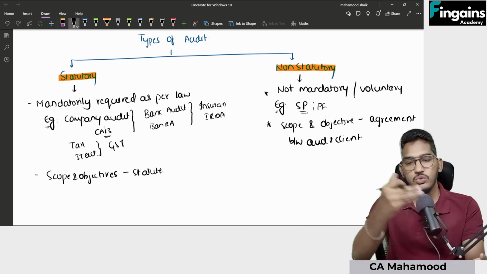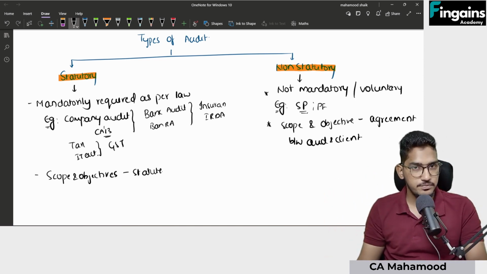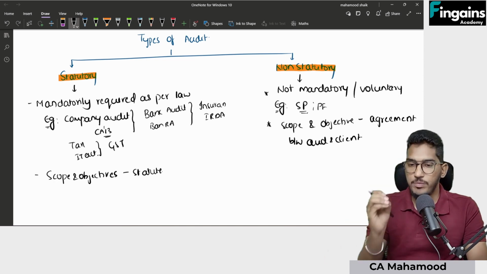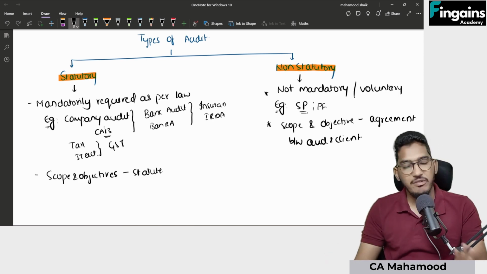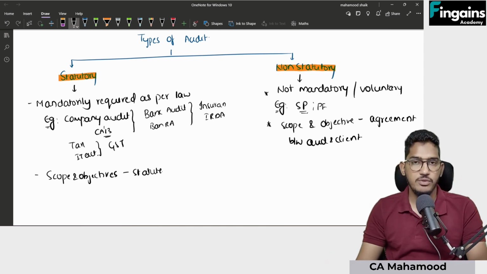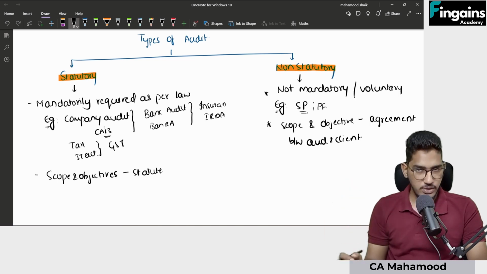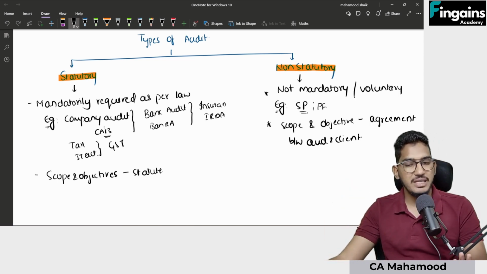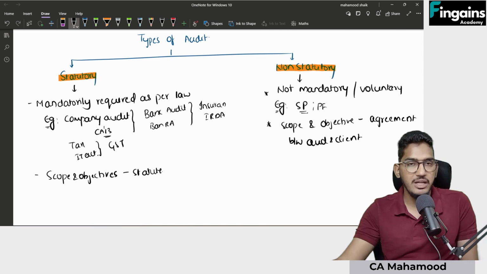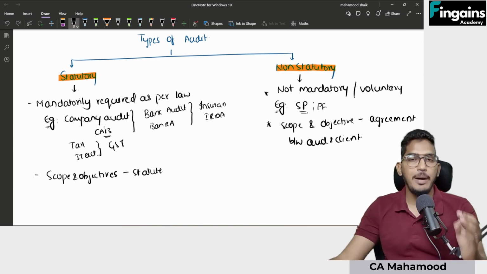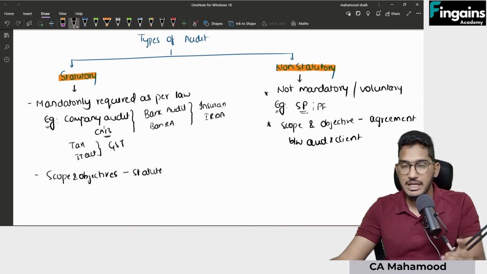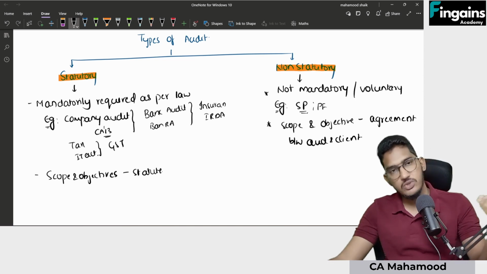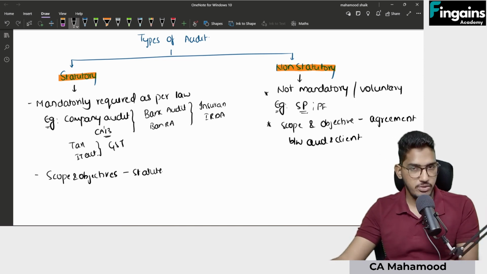This is what the auditor will do, and this is what the client will do. So the scope and objective in the case of non-statutory audit will not be decided under any law, because law itself is not applicable. It will be decided simply by way of agreement between auditor and client. In simple terms, your appointing authority will decide what you are supposed to do in the audit. Like if you are appointed as auditor by a sole proprietor, the sole proprietor will say what your objective and scope will be.